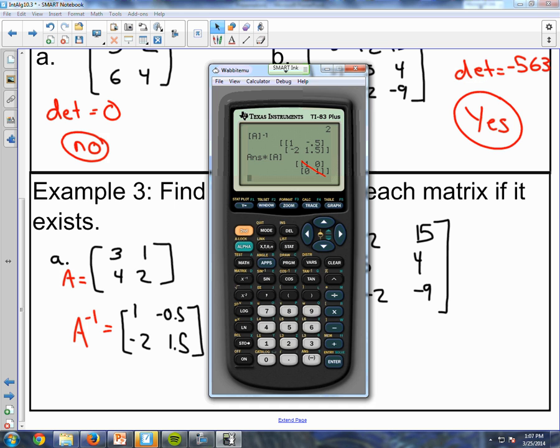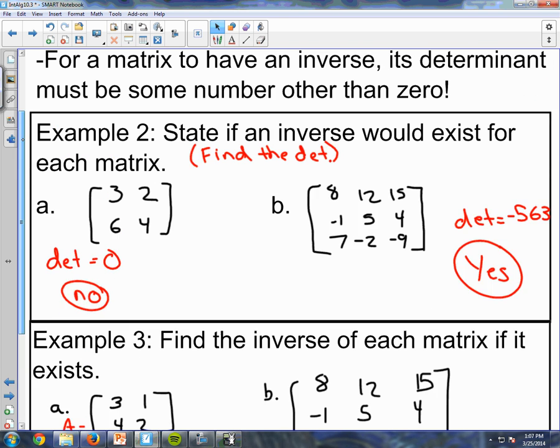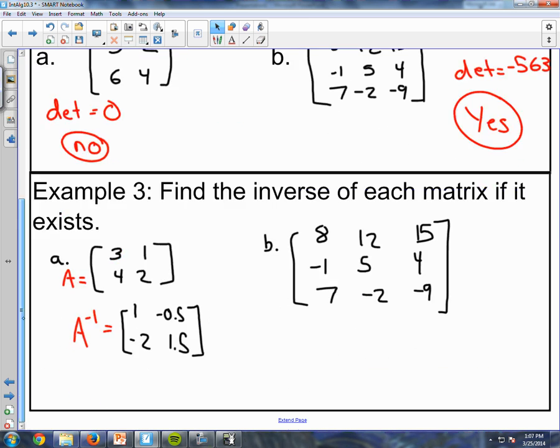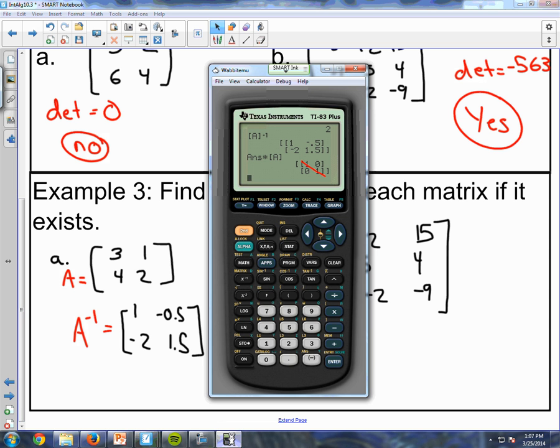And if we go back up to our definition of inverses, look what we said. Two matrices are inverses if their product is an identity matrix. That is very easy to check, and I want you to do that every time you do this. So after you get your answer, just hit times, choose the one you had typed in already, hit enter, make sure you see that identity matrix. If not, check your work, you probably just typed something in wrong.